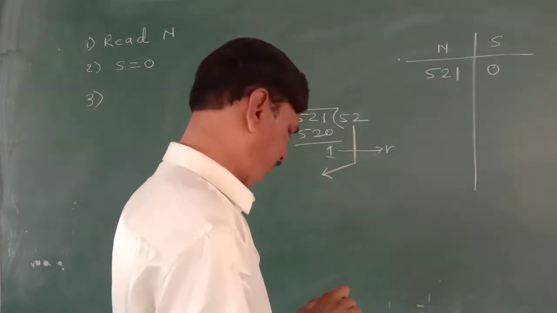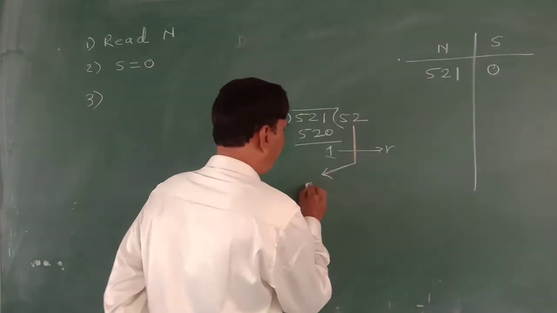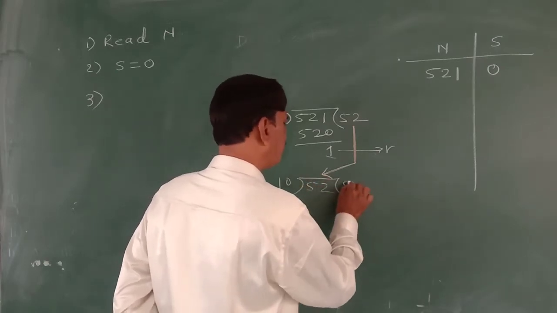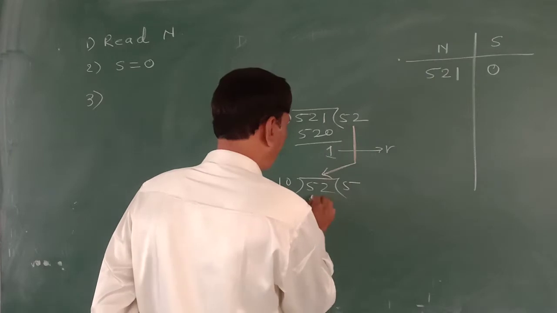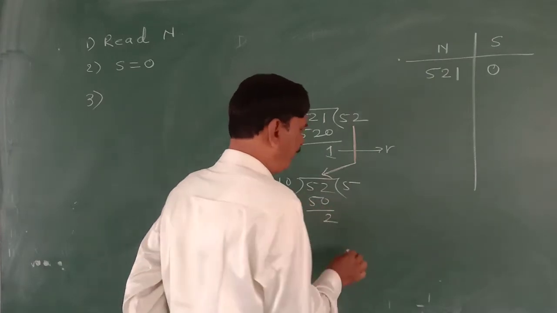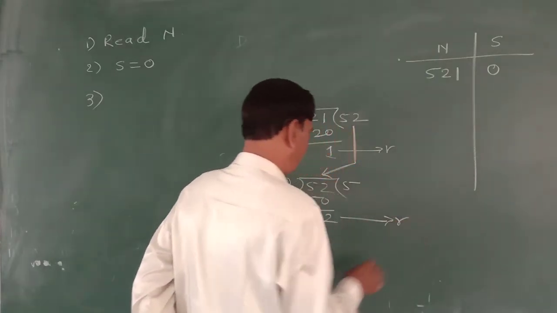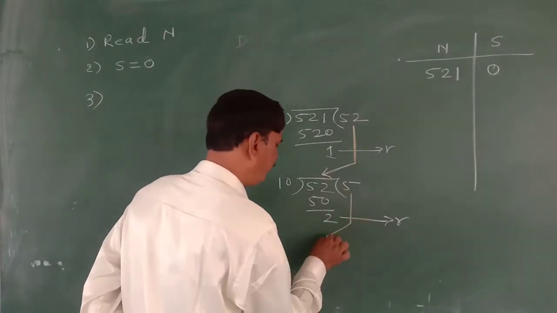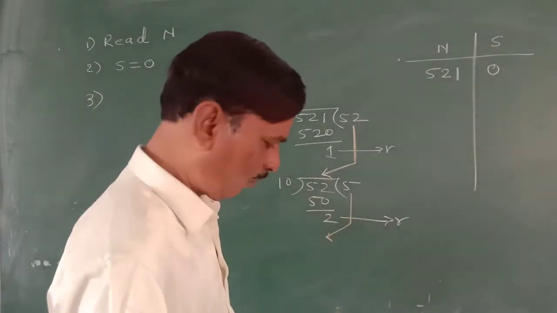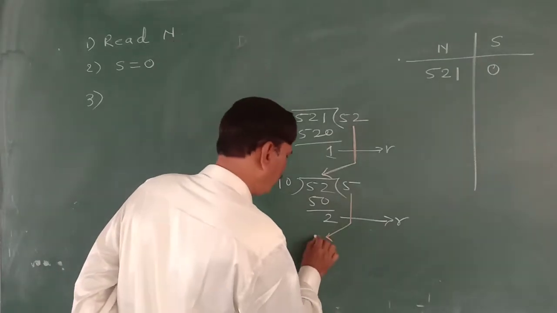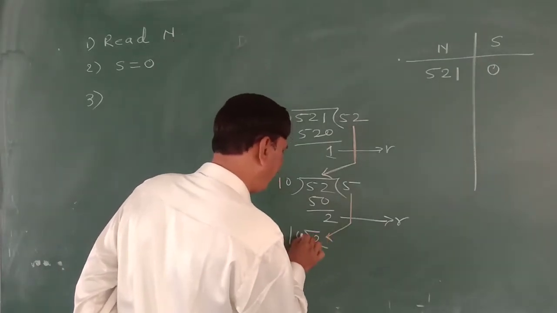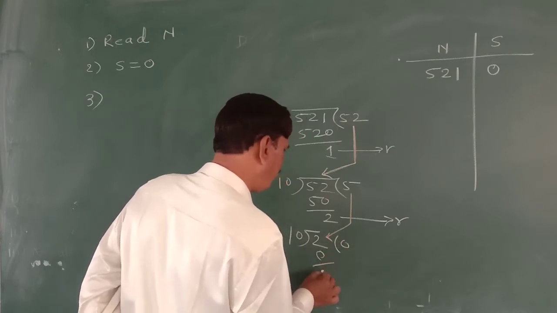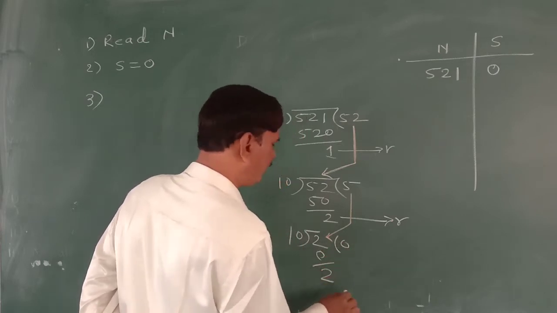Next, 25, again divided by 10. Quotient will be 2, product will be 20, remainder will be 5. See the remainder, second remainder. Again make the quotient as new dividend. And 2 divided by 10. Quotient will be 0, product will be 0, remainder will be 2. See the remainder.